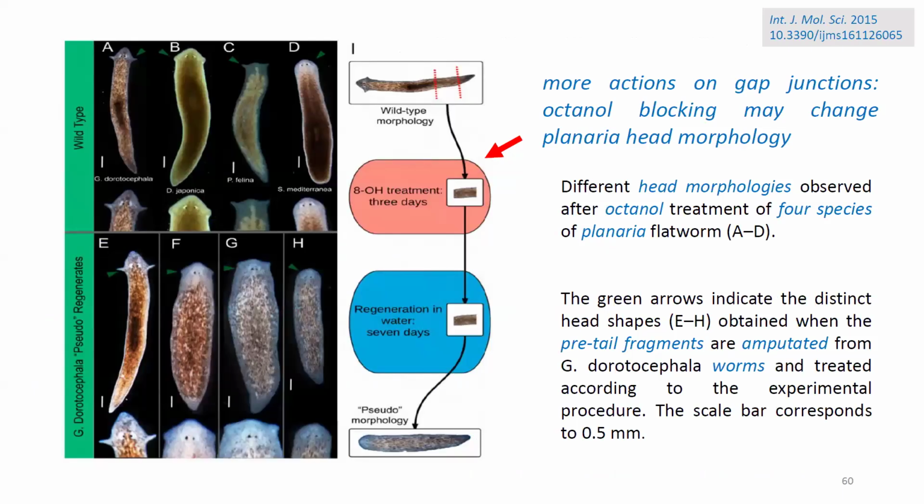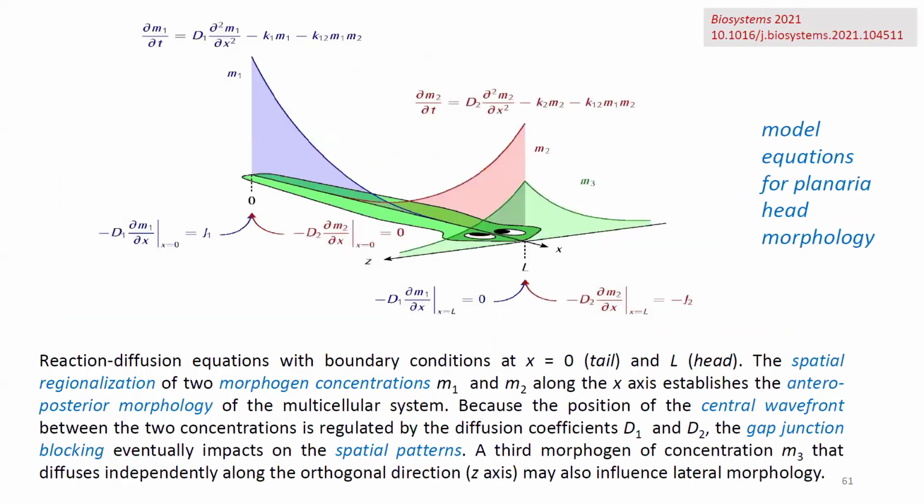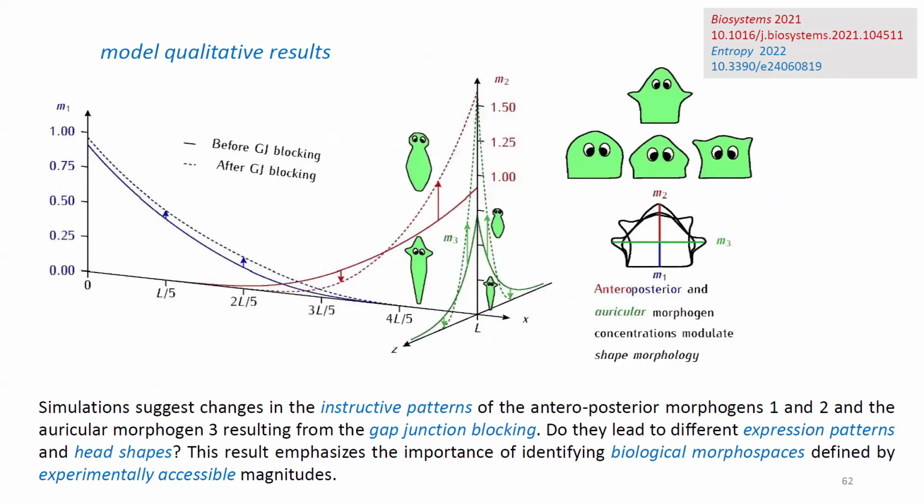Also, gap junctions allow many external actions. For instance, octanol blocking can affect the planaria head morphology, and we have also put forward a model in cooperation with Michael Levin. In this model we consider that it is the morphogen concentration profiles that are able to lead to different head shapes.